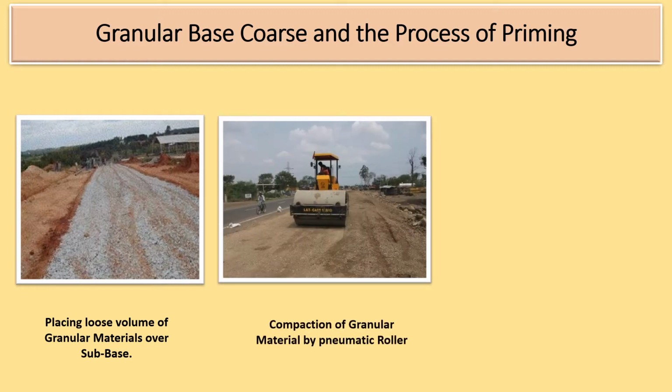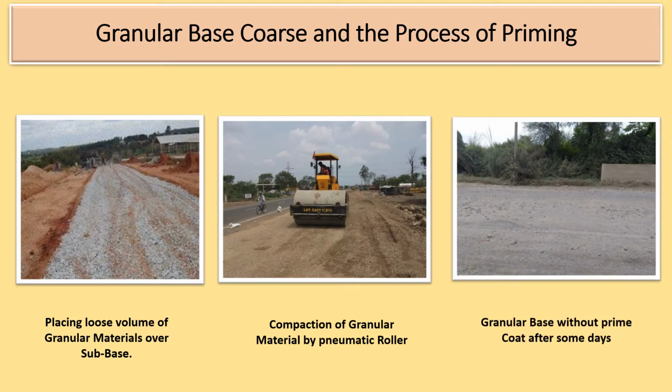The second photograph shows the compaction of the granular materials by a pneumatic roller. The third photograph shows the condition of the granular base course after a period of construction, whether it may be a WMM or WBM type of pavement, without any surface treatment by prime coat or any other binding material.